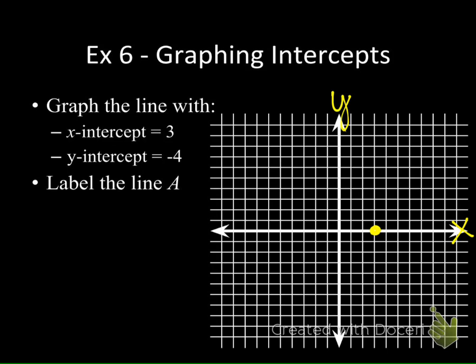Because I want it on the y-axis, because it's the y-intercept, I start at the origin and I go down 4. Now, my grid lines might be a little bit different than yours. I think I have more grid lines on my sheet than yours, but it should be very similar.